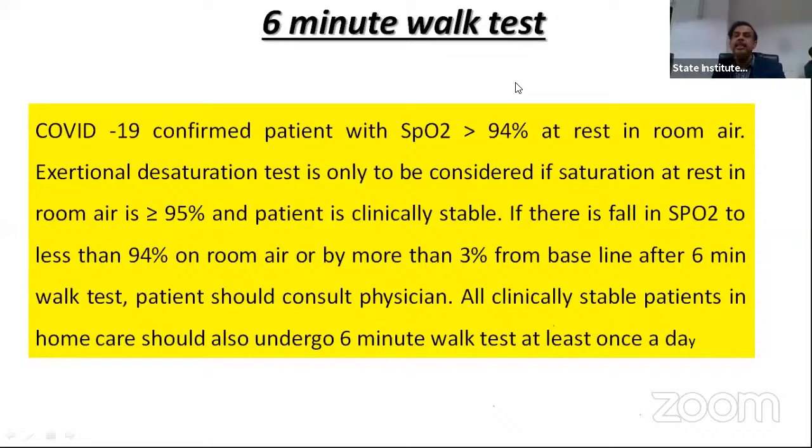You should tell the patient to hold the breath. After taking a deep inhalation, the patient should hold the breath and go on counting, and you see how far he can count. If he can count beyond 30, that's pretty good. That means his lung power is okay, that is, his respiratory muscle power is okay. So these are two tests that you can advise in home isolated patients: the 6 minute walk test and the breath holding test. Both are important.